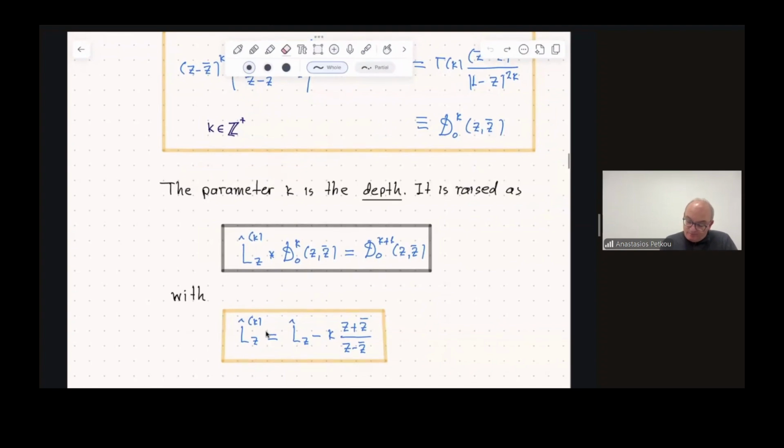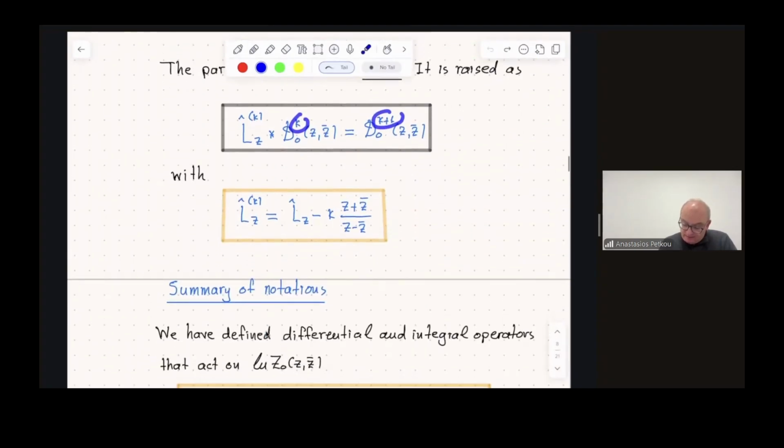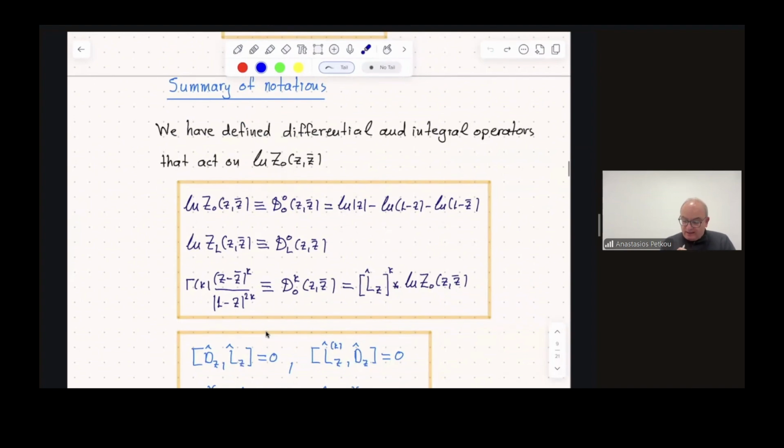Now, this parameter K is the depth, and actually acting with this operator LK here, which is a little bit more complicated, it involves this K. Acting with this operator LZK, it raises K by 1. Okay, this is notation, and that's why I want to summarize it. I think it is important, just to get an idea.